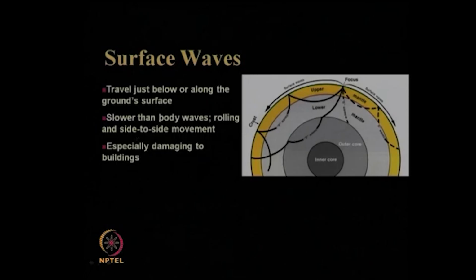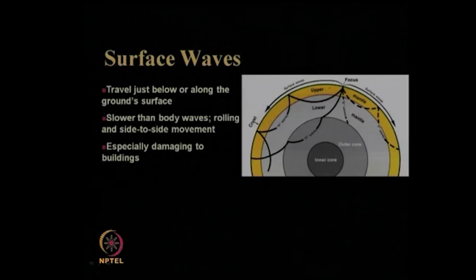And these surface waves are especially damaging to buildings, because all our superstructures are constructed on or above ground surface, so they will be mostly affected by this surface wave. That is why, because of their travel behavior, surface waves are most damaging to our civil engineering structures.